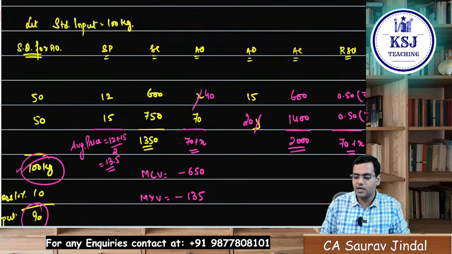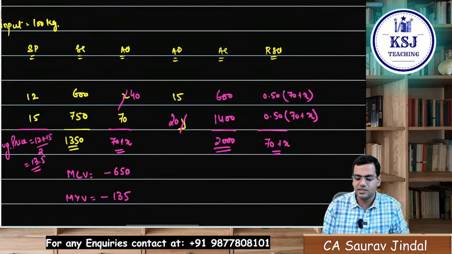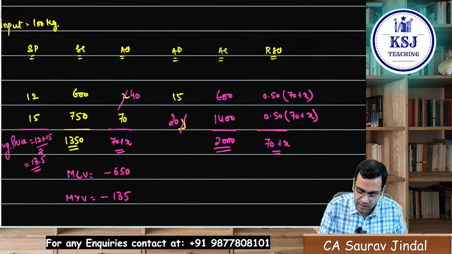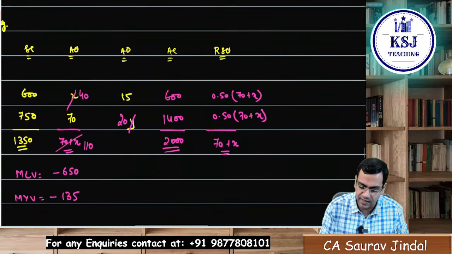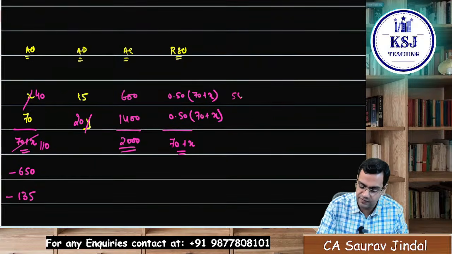Now you can calculate all the variances. You can calculate the revised standard variance also. You have got it here: 70 plus 40, 110. So 110 divided in the equal ratio, that is 55 and 55. Total 110.